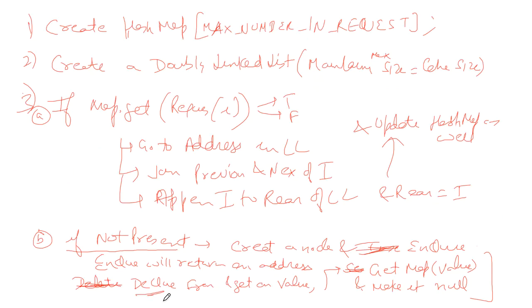When dequeuing, there's a miss. When you are dequeuing it, we also change it in the hash, right? Yes, I agree. Make it null. Get the map value and make it null. You have to update the map, updating it with the new value.